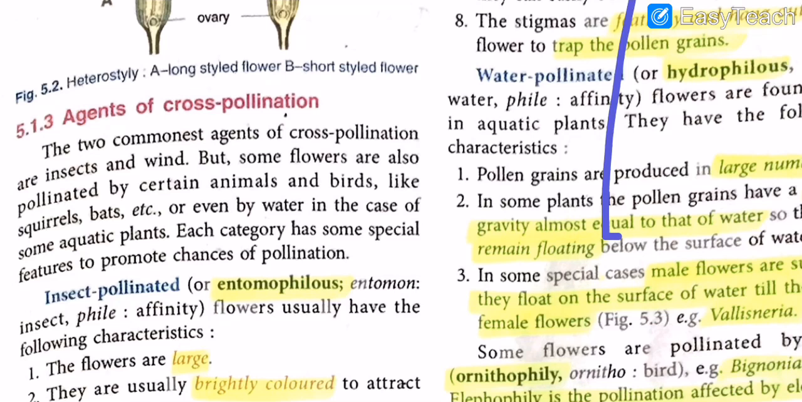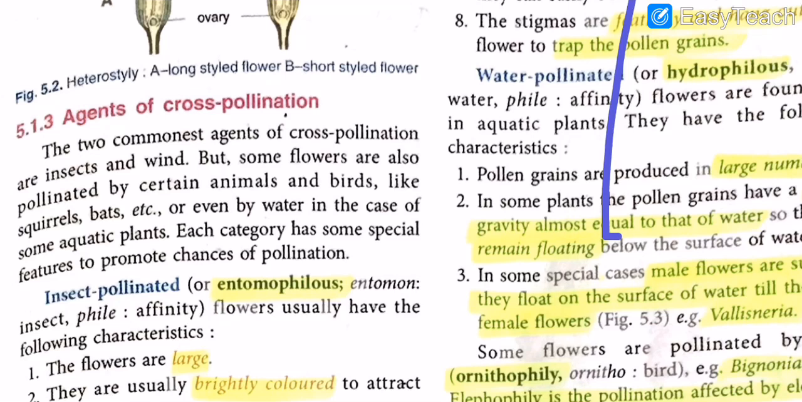Insect pollinated or entomophilous flowers usually have the following characteristics. So insect pollinated, or again, since this is 9th grade, a little more advanced version, right? So you'll have more terms like entomophilous and all of that.